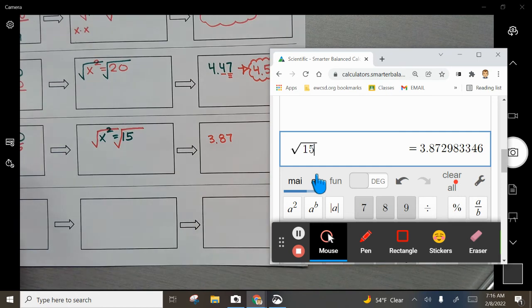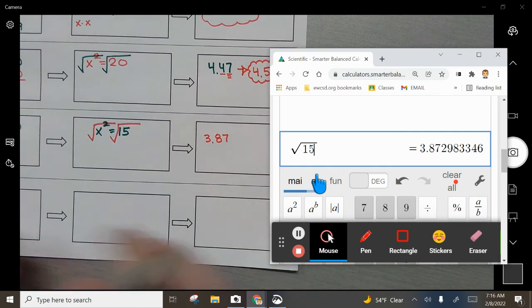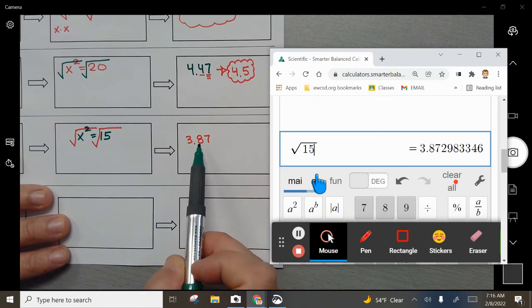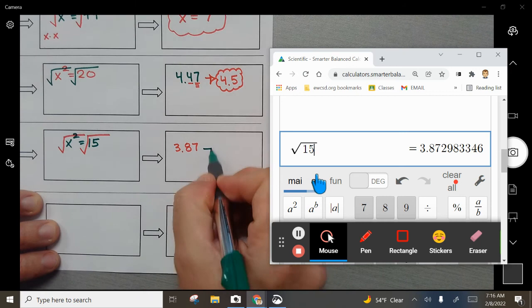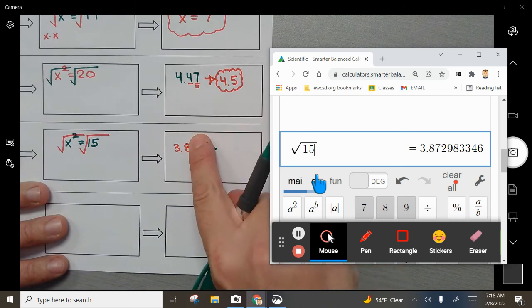3.87. Interesting. 3.87. And I'm going to tell you, round to the 10th. Round to this 10th here. All right, 10th, 100th. We talked about this a lot. What would this look like if you rounded to the 10th? Are you just going to keep it at 3.8? Is that going to stay at 3.8?